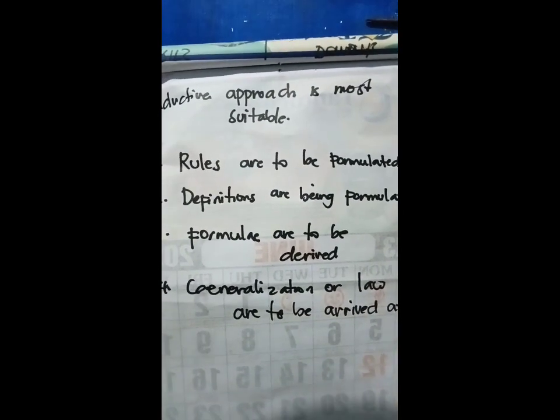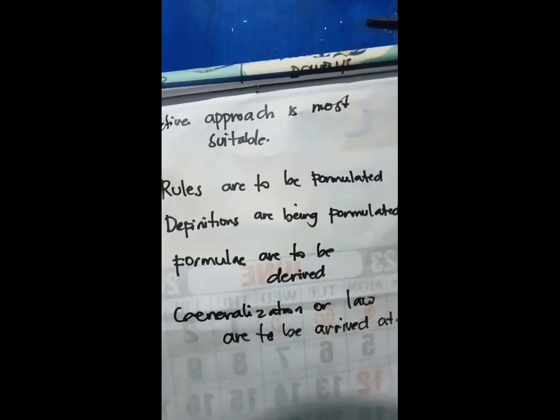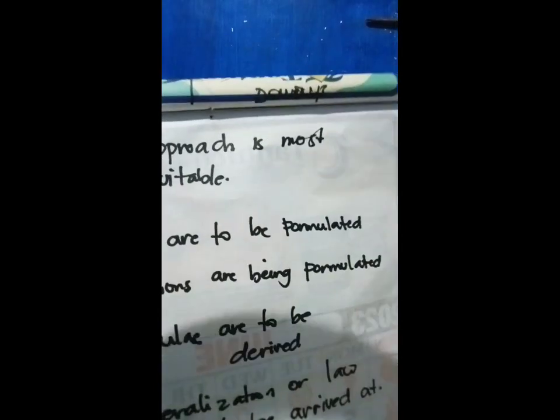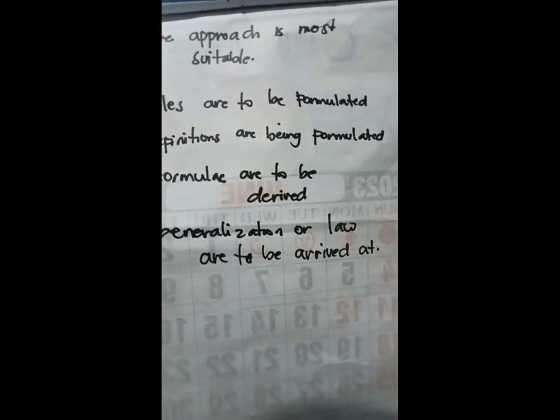Number 3, formulae are to be derived. We will see the simple formula in doing the inductive method. And number 4, generalizations or laws are to be arrived at. In the inductive method, it develops our scientific and psychological method. It also develops the habits of intelligent work.